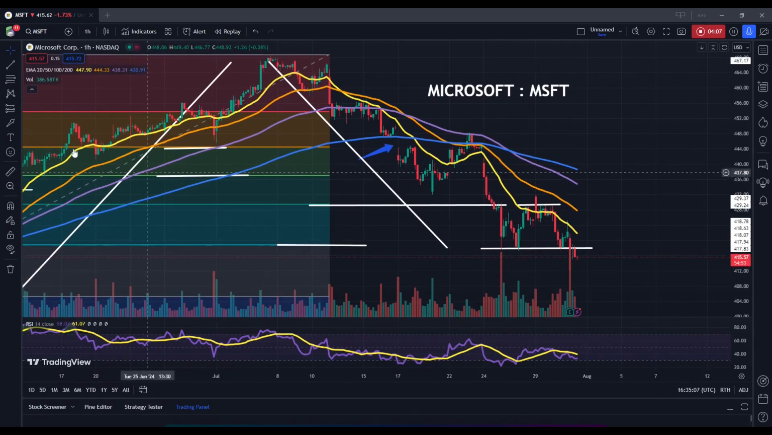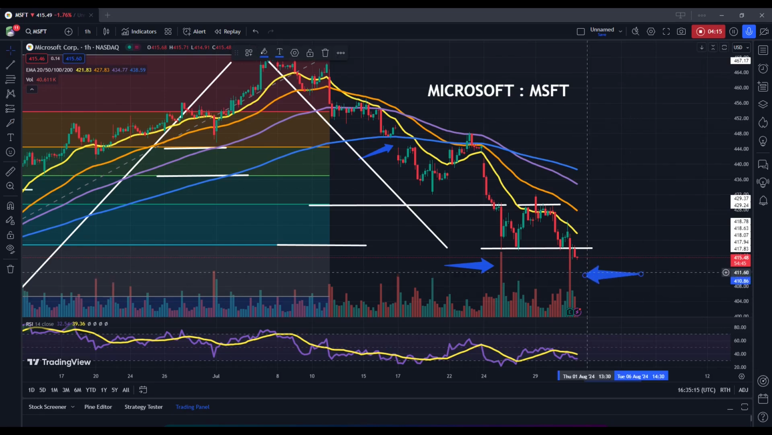In addition to this, trading volumes are starting to pick up. We can see some fairly strong trading bars here from the downside. And this does suggest that Microsoft could remain under pressure here going forward.